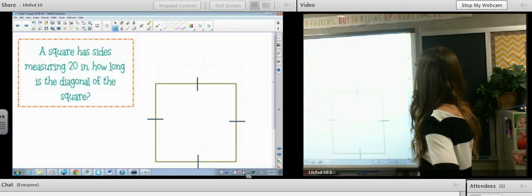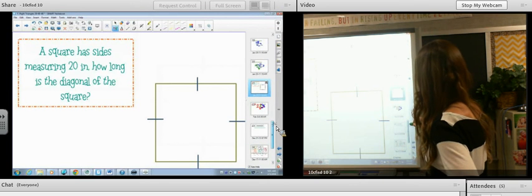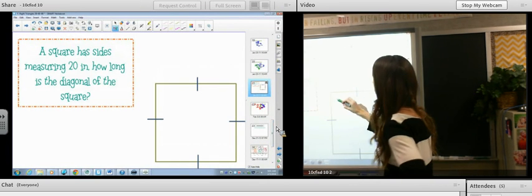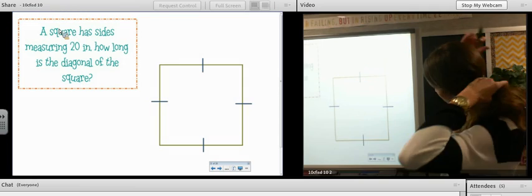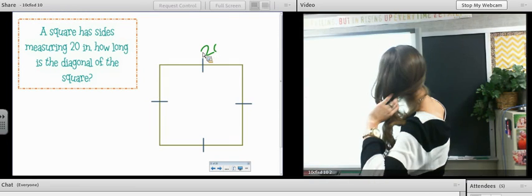How many more do we have? Let's check. This is the last one. The square has sides 20 inches long. How long is the diagonal?